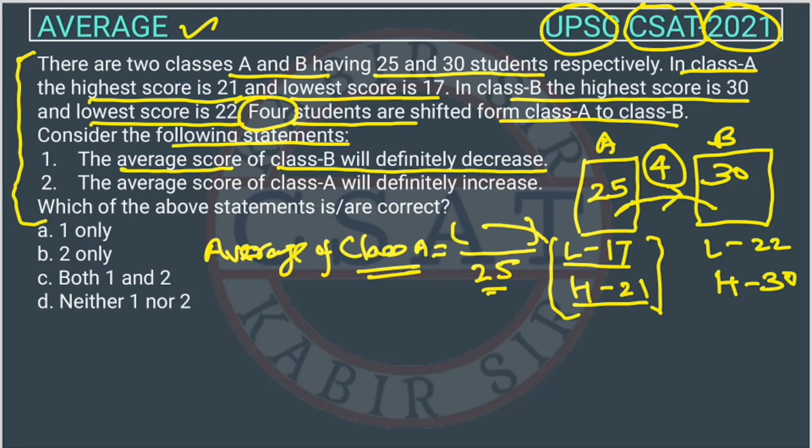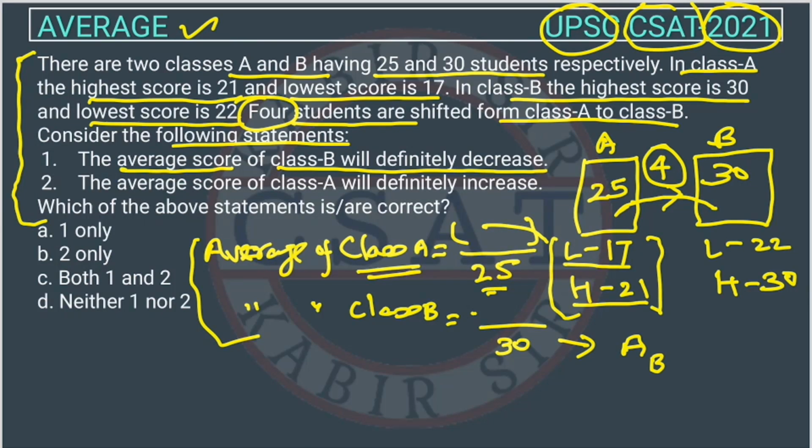Similarly, we know that the average of class B will be, similarly here the highest score will be 30 and the lowest will be 22, and the number of students is 30. So if you see from this information, we can interpret that the average of class B will be greater than the average of class A.